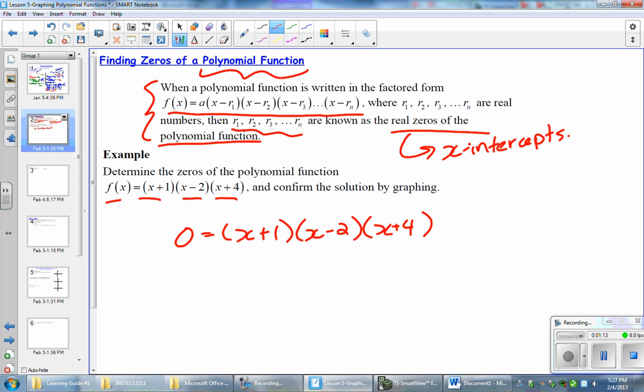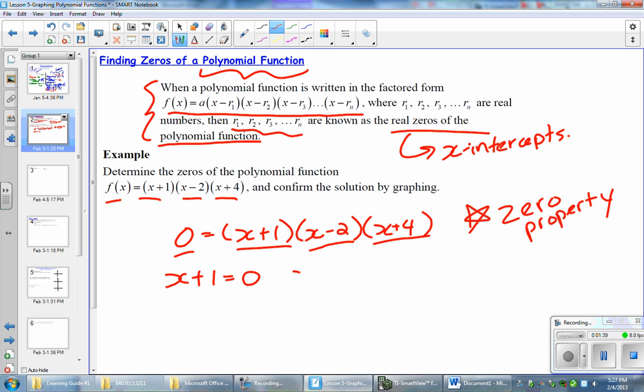So to solve the factored form of a polynomial function, you're going to apply what you have applied in the past, and that's called the zero property. It states that since the product of each of these factors, x plus 1, x minus 2, and x plus 4, is 0, that means each of these factors is equal to 0. So if we equate each factor equal to 0, we can find the zeros. So x plus 1 is equal to 0, x minus 2 is equal to 0, and finally, x plus 4 is equal to 0.